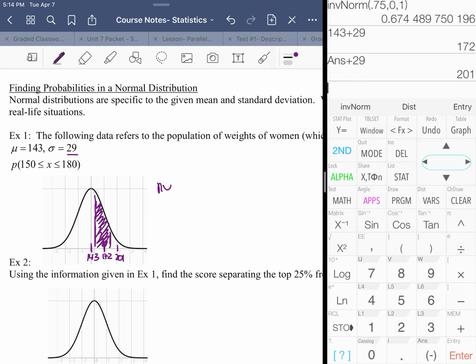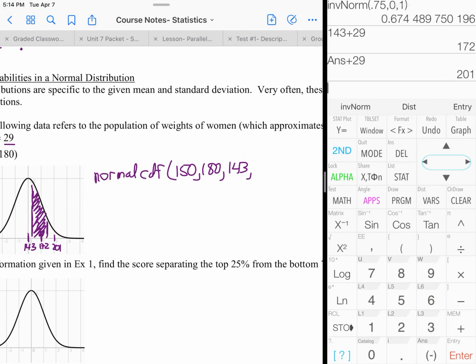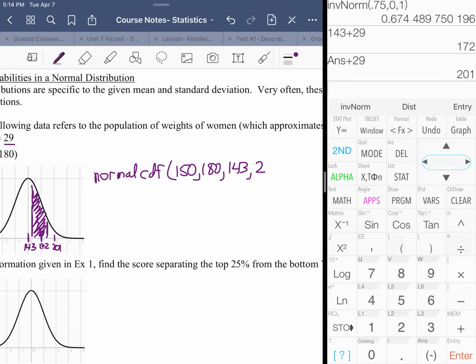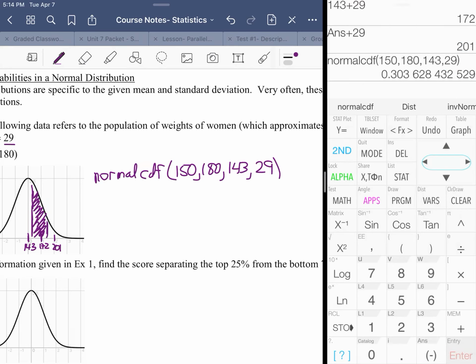In terms of the approach, that's where it's exactly the same. So it's still normal CDF. When I'm looking for areas, it's normal CDF. Min max 150, 180. The mean 143. And the standard deviation 29. So second var is option 2, 150, 180, 143, and 29.